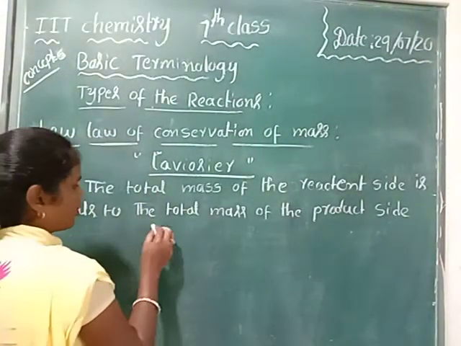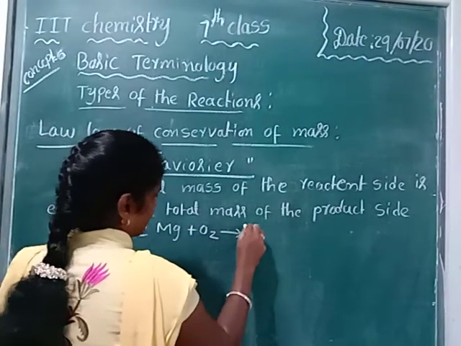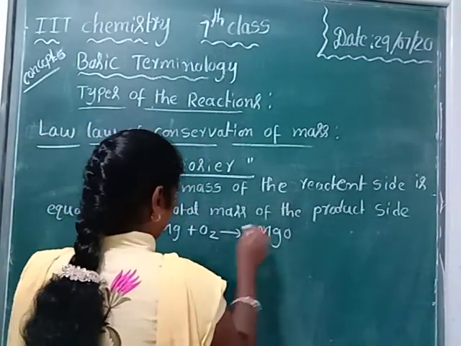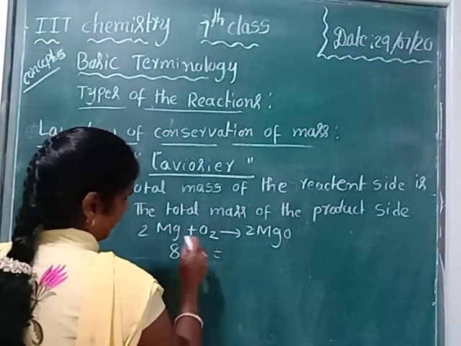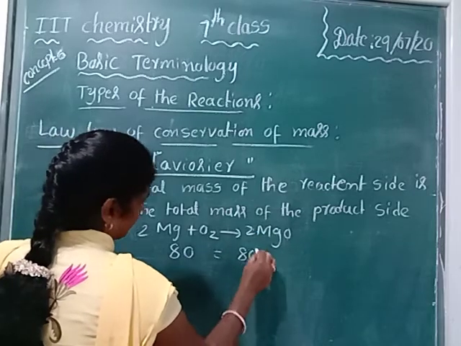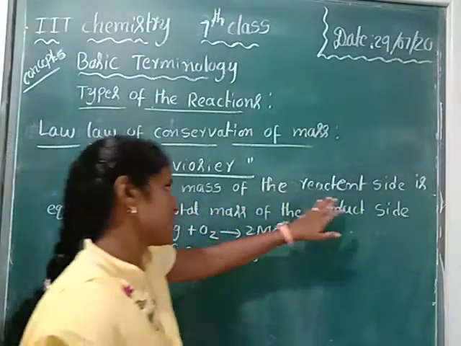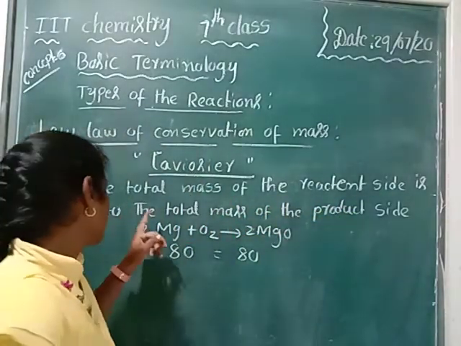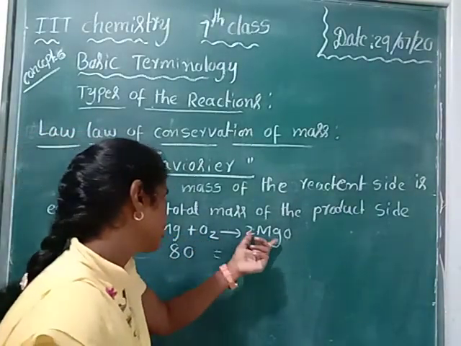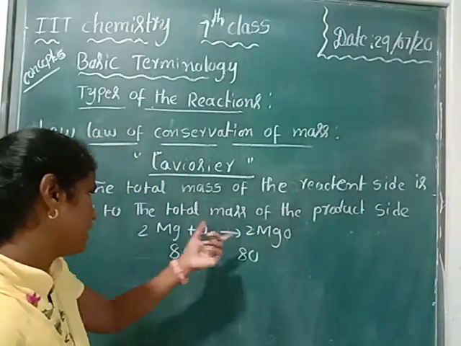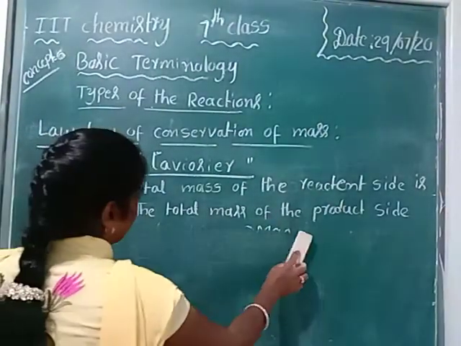For example, 2 Mg plus O2 gives 2 MgO. We learned before, in class, the total mass of the reactants is 80. Total mass of the product is also 80. So the total mass of the reactant side is equal to the total mass of the product side. Here mass is 80, and on the right side also mass is 80. That is definition 1.